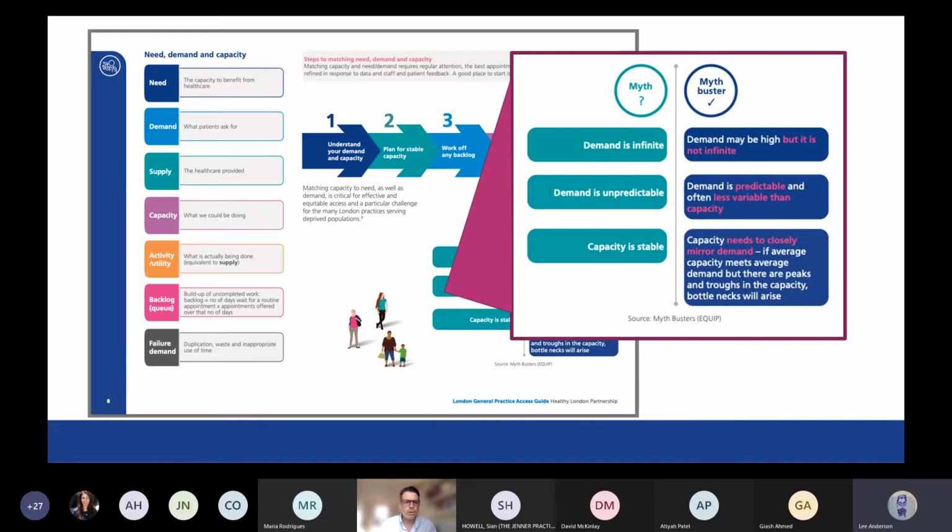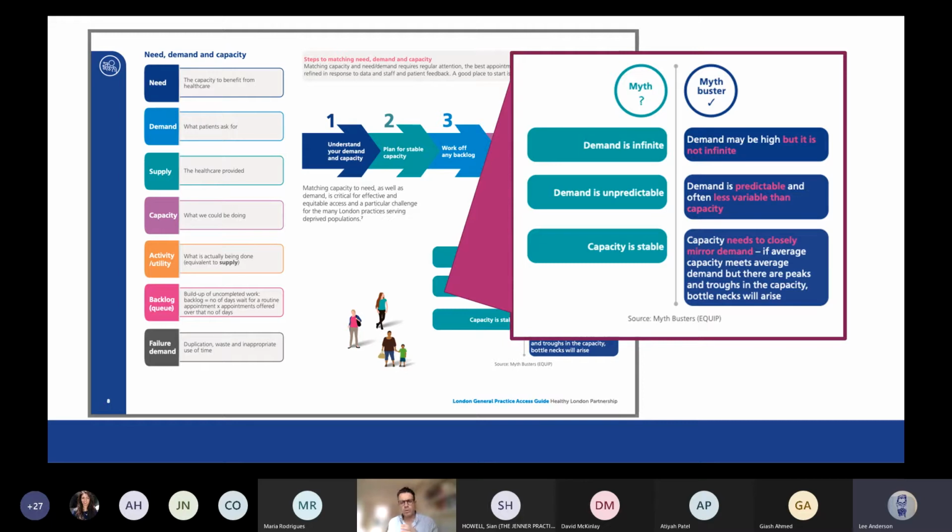So this is just an extract from the access guide. We do some definitions here around what we mean by need, demand, supply and capacity, because all of these are the building blocks you need to understand what's happening through the flow of the system.